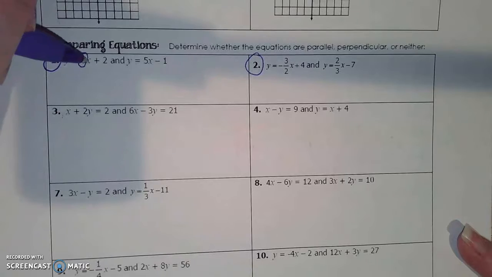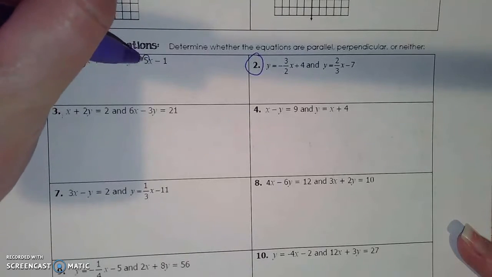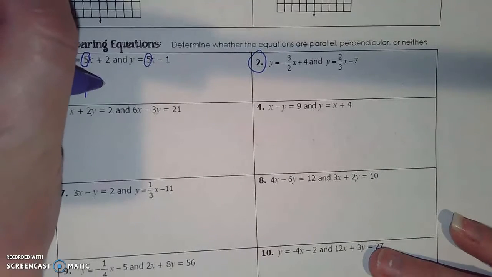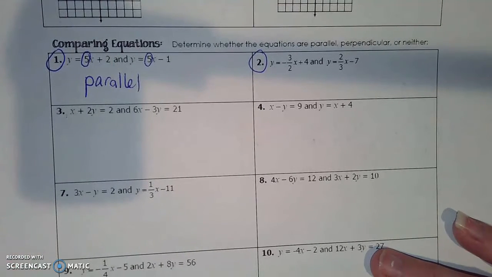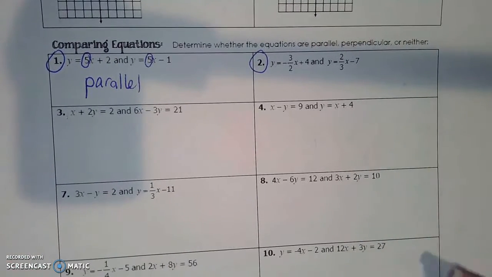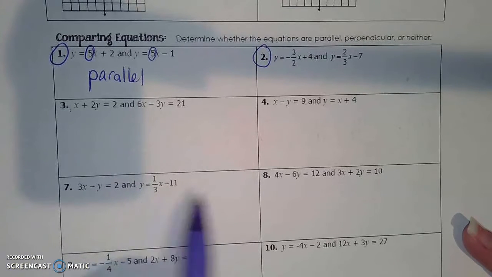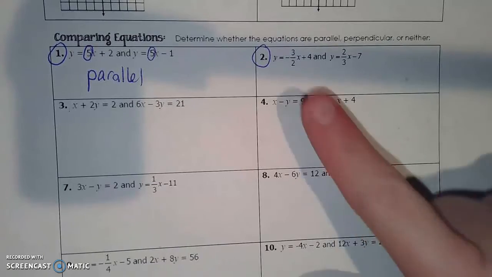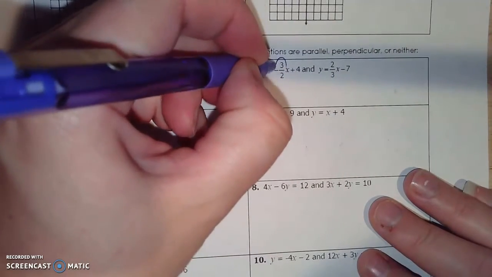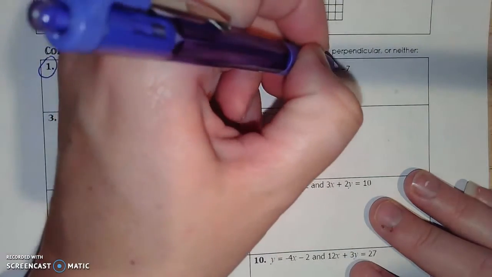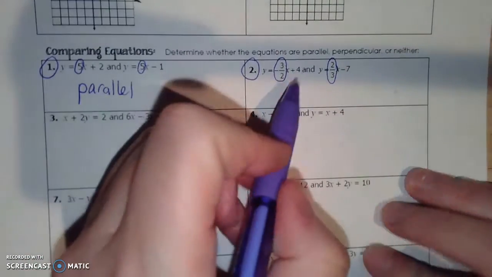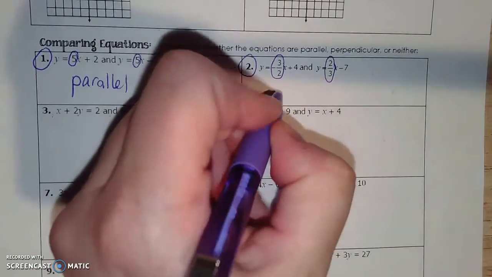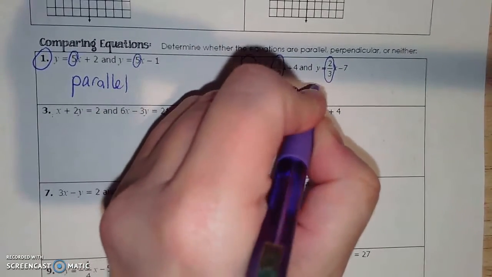So the slope of this line is 5. The slope of this line is 5. Since they're the same slope, these lines are parallel. That's it. So if they're in slope-intercept form, like this one has one of them already in slope-intercept form, same thing with this one. So just be careful with that. Number 2, this one has a slope of -3/2. This one has a slope of 2/3. So they are opposite signs, and this one has been flipped from that one, so that means that these ones are perpendicular.